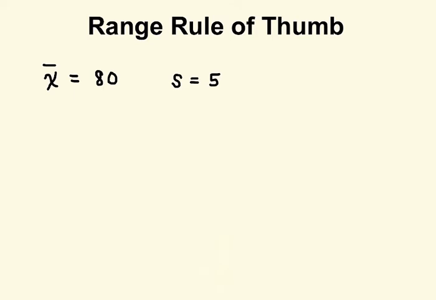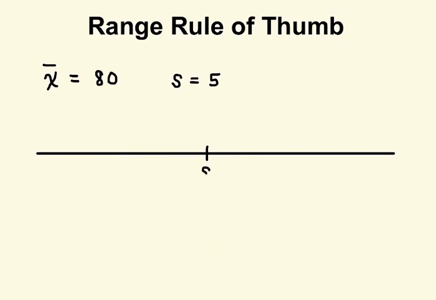Well, let's take a look at what this means. If this is 80, and of course that's our average, or mean, if we move 1, 2, 3, 4, 5 out to 85, we've moved a distance of 5 units, which happens to be the standard deviation. In other words, this is one standard deviation. If we move out 1, 2, 3, 4, 2 standard deviations, that brings us to a 90.